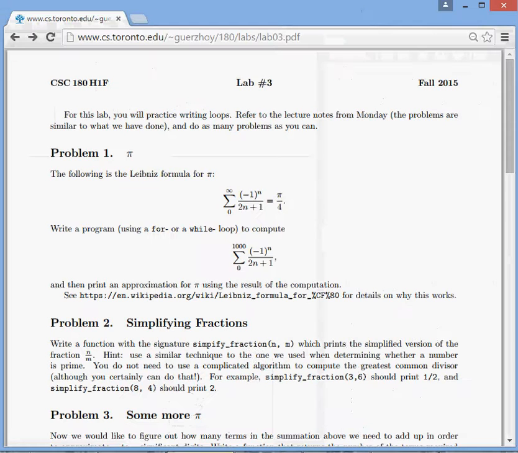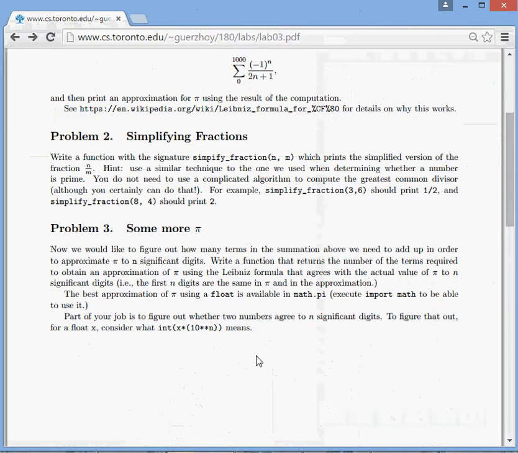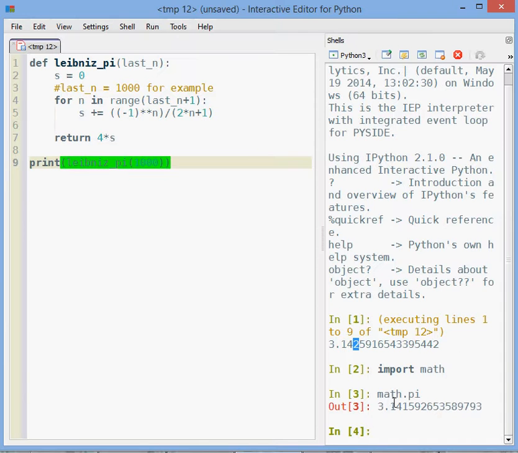So our task now for problem 3 is to actually figure out how many terms we need in order to, for example, have the approximation to pi and the actual pi agree to the first 5 significant digits. So that would mean that we want the approximation to start with 3.1415. So that would be agreement to 5 significant digits. So how to achieve that?